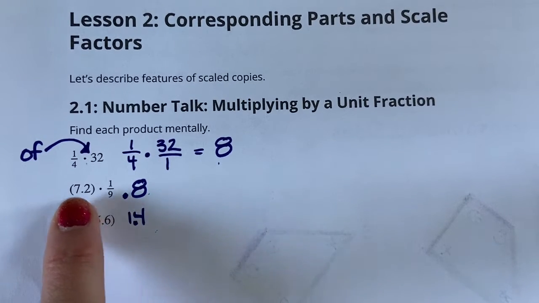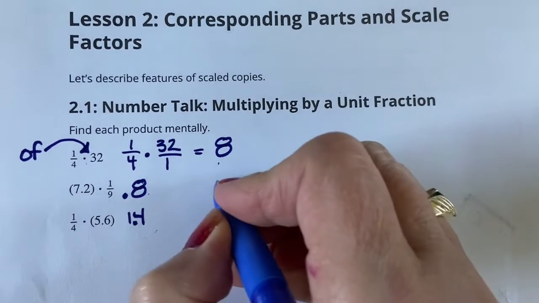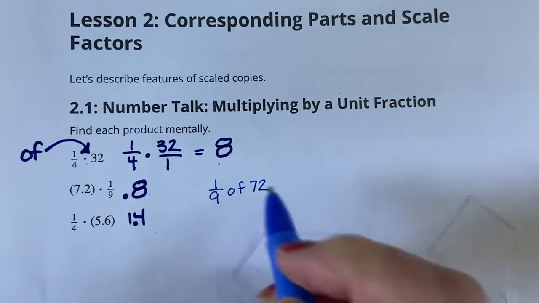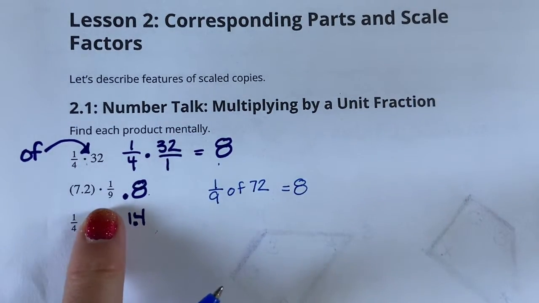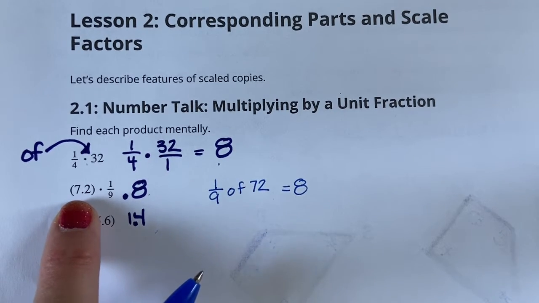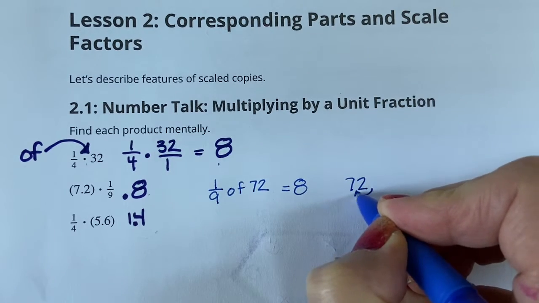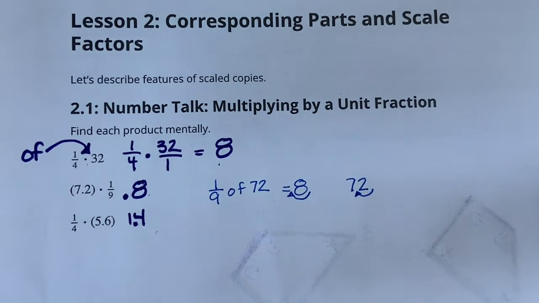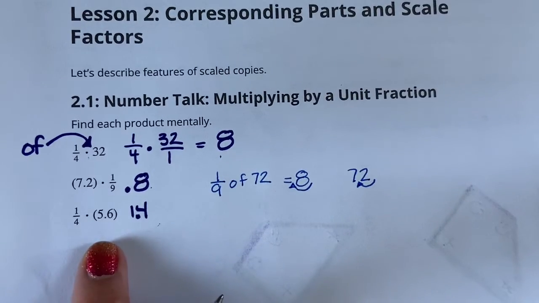So on this one, it says 7.2 times 1/9. So what is 1/9 of 7.2? Well, I know 1/9 of 72 is just 72 divided by 9, which is 8. But this one was asking me not 72, but 7.2. So if I had 72 and I divide by 10, it means I move the decimal one place over. So if I have 8 and I divide by 10, I move the decimal one place over. So in my head, I could know that as 0.8.